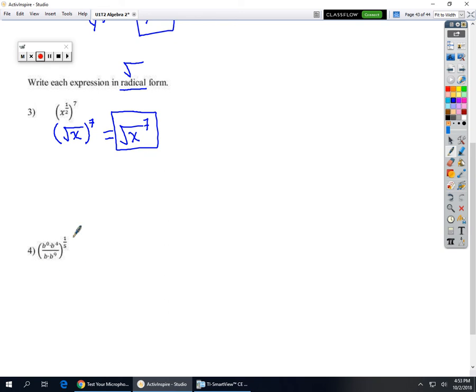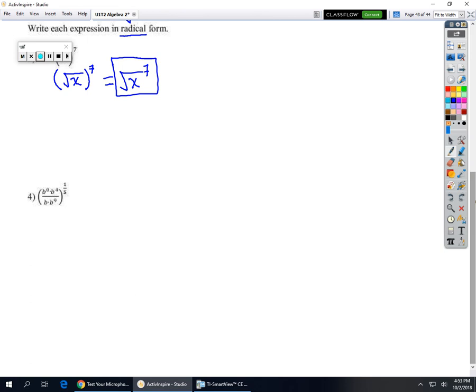So for number 4, this one's a little bit crazy, but not as bad as you think. So for number 4, you want to take a look at this. There's a whole bunch of junk inside this exponent, and I want to deal with all that junk before I apply this. So let's deal with the inside. That's b to the 0 times b to the 4. Remember, when you're multiplying two exponentials, that means you're really adding the exponents. So 0 plus 4, that's just 4. So let's rewrite this as b to the 0 plus 4, which is b to the 4.